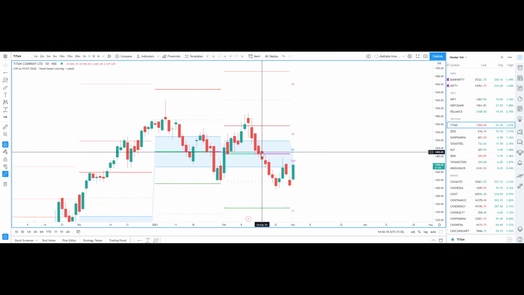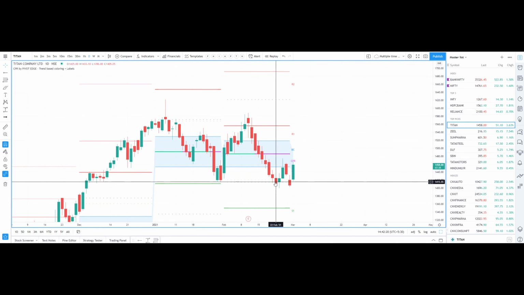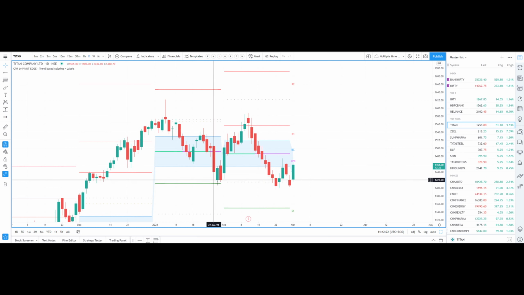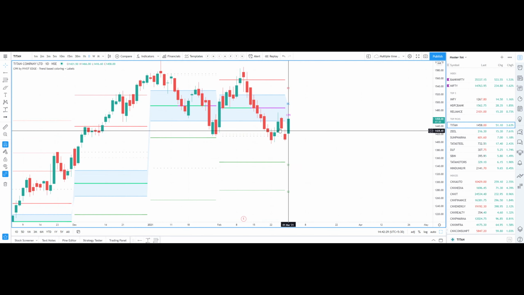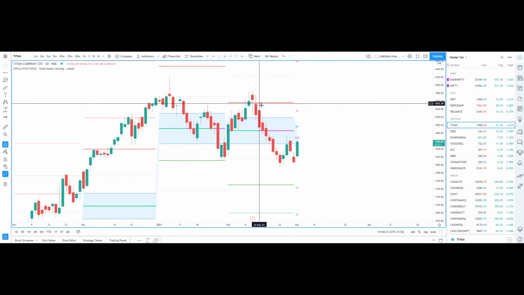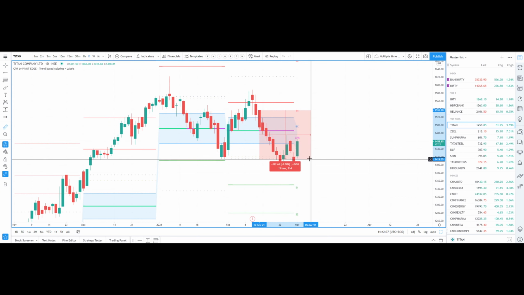So CPR is given. Then after CPR, the next target is the previous month's low and previous month's close. So it has given targets up to this. So you can wait. So like this, for the longer term, you can use your monthly time frame chart. If you see here, it's close to 120 points in Titan that you can achieve.